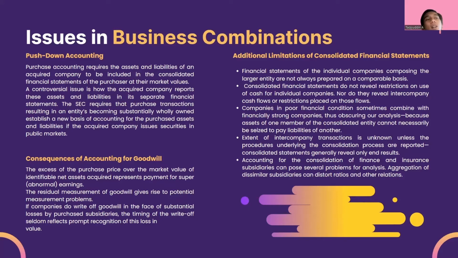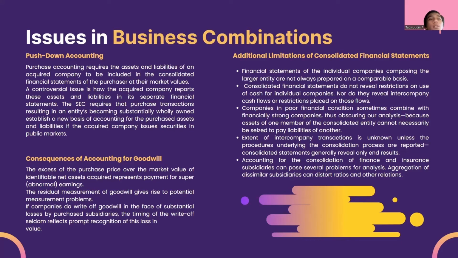The next is the consequence of accounting for goodwill. The excess of the purchase price over the market value of identifiable net assets acquired represents payment for super or abnormal earnings. That is, the residual measurement of goodwill gives rise to the potential measurement problem.